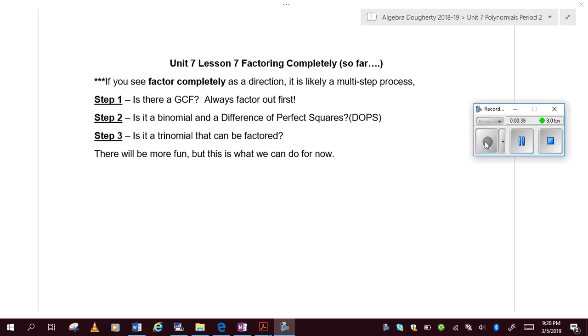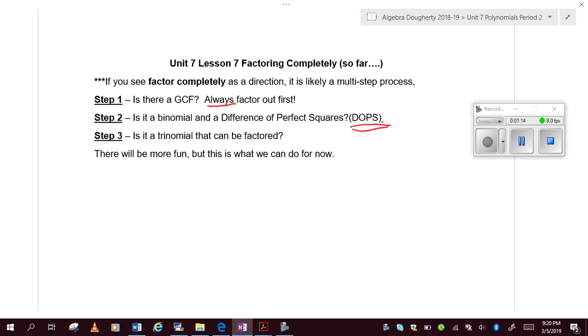The first question we always have to ask ourselves, is there a GCF? We always factor this out first. People can argue with me, they say I can do it without it. You want to deal with the smallest numbers possible, so the first thing we always do is look for a GCF. The second step we take is we look and see, is it a binomial? And if so, is it a difference of perfect squares? It's kind of nice because we can see a difference of perfect squares pretty simply.